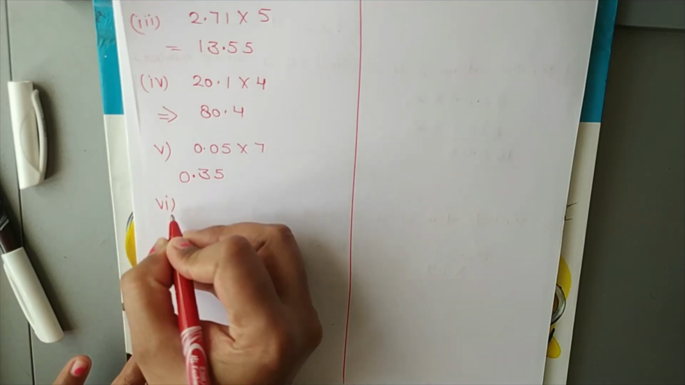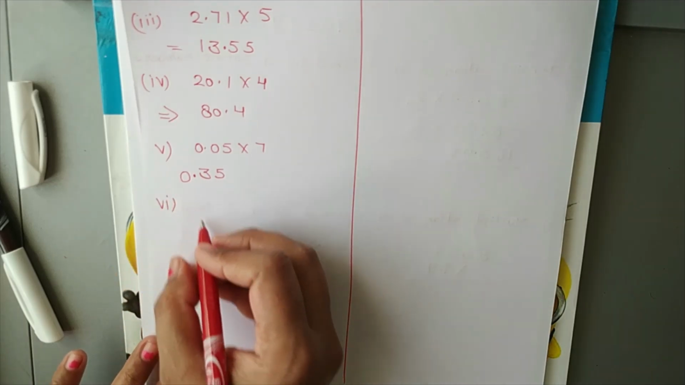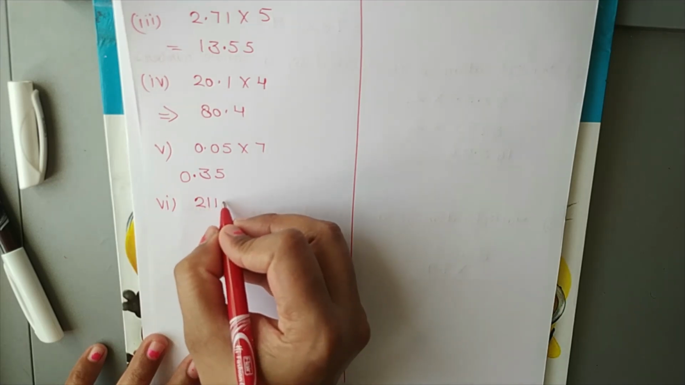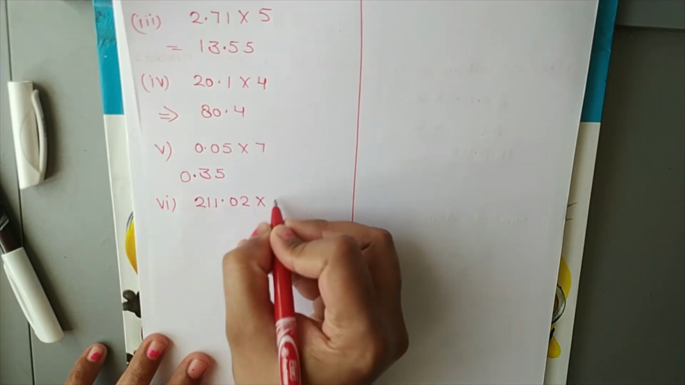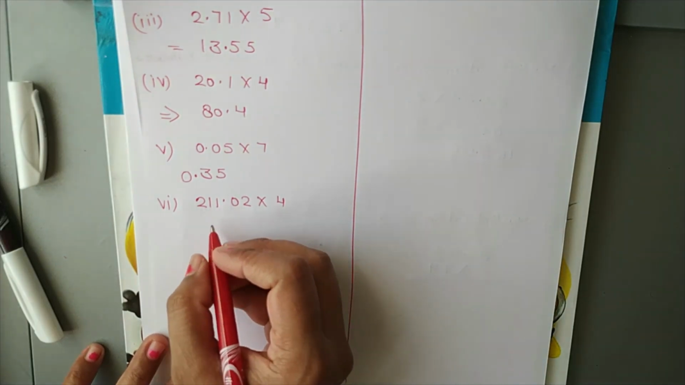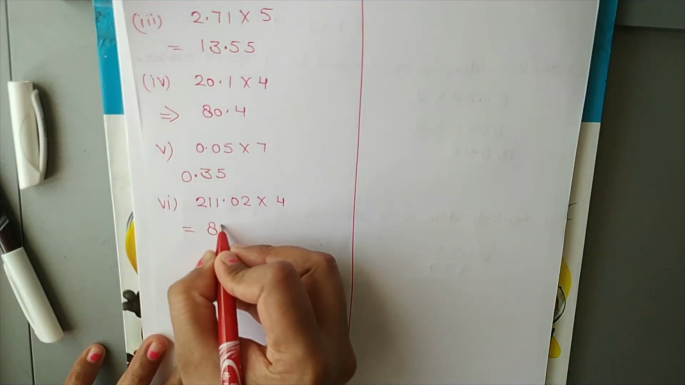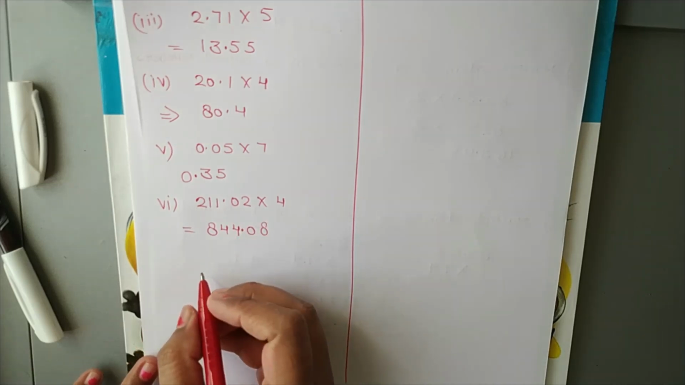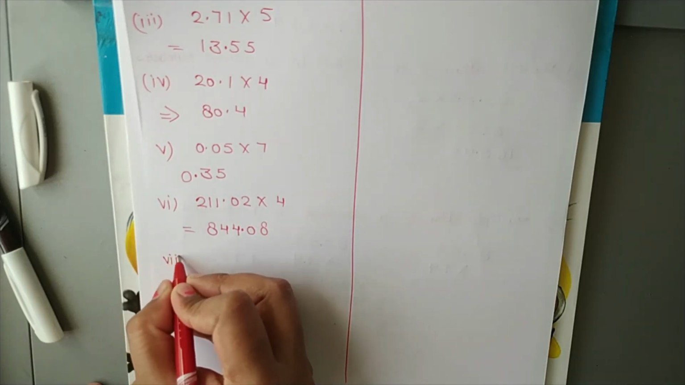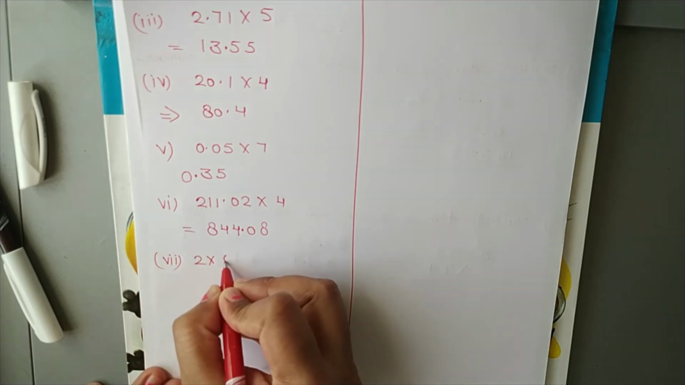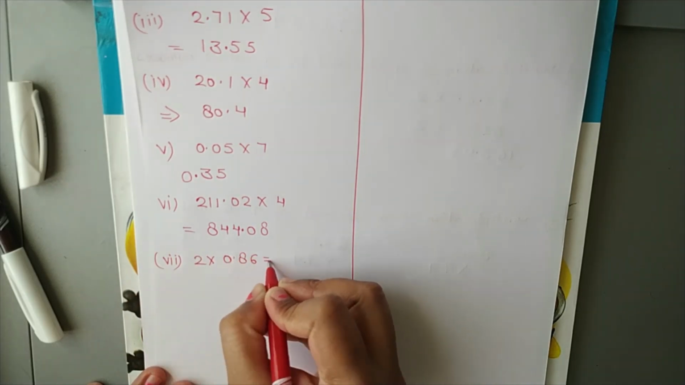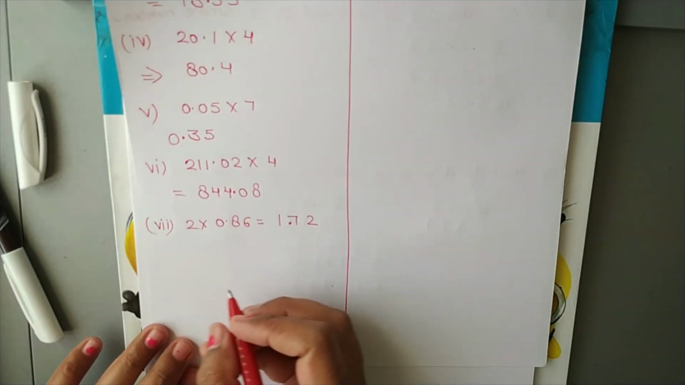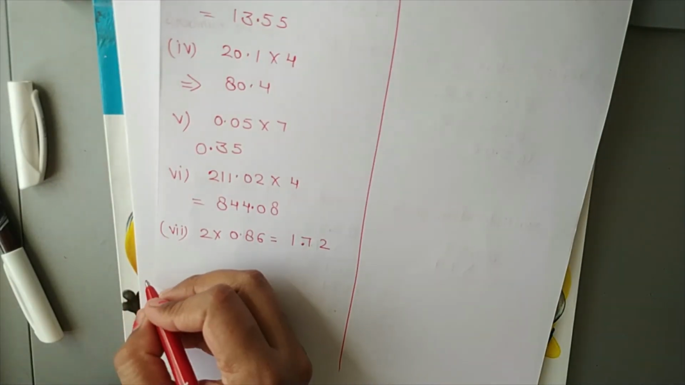Now move on to the next question. That will be 211.02 into 4. So it will be 84408. After 2 digits we have to place the decimal. Next question, 2 into 0.86. So it will be 172. After 2 digits we have to place the decimal. Now question number 2.